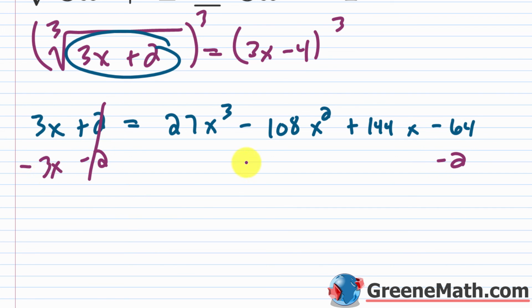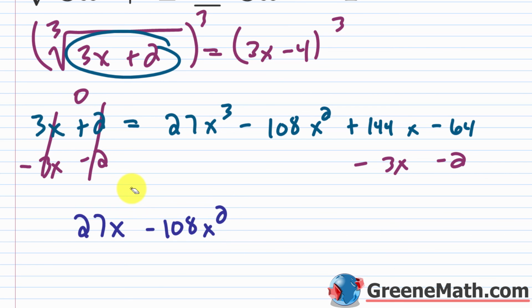And subtract 3x away from each side. So let's cancel this. This is 0 now. And I'm going to flip the sides like I always do. So I'm going to say this is 27x cubed, and then minus 108x squared. Let me erase this and make this a little bit better. And then 144 minus 3 is 141, so this is plus 141x. And then basically negative 64 minus 2 is negative 66. And this will be equal to 0.